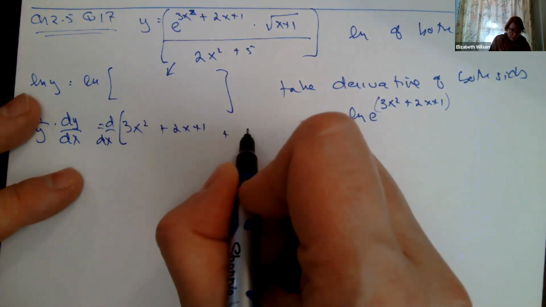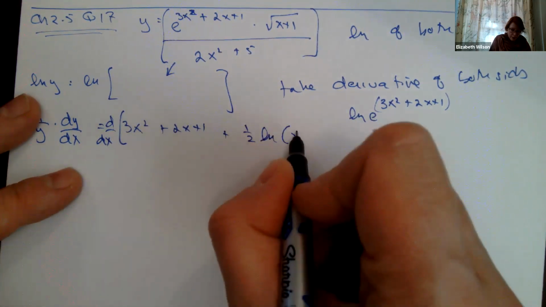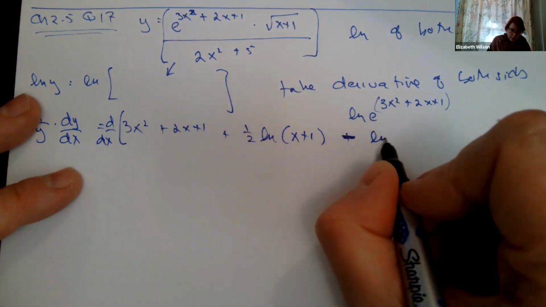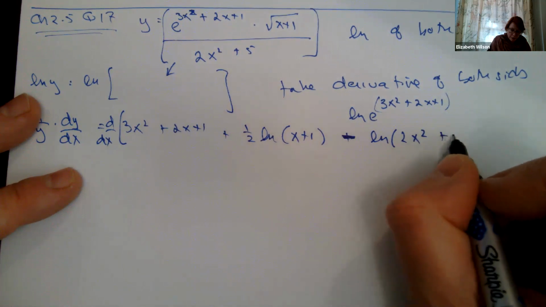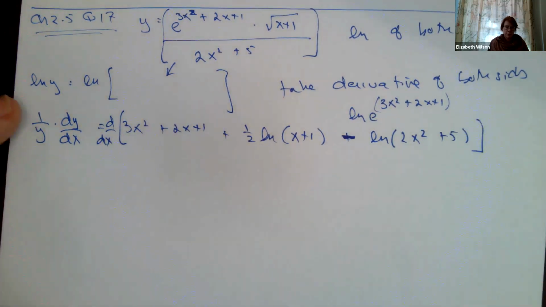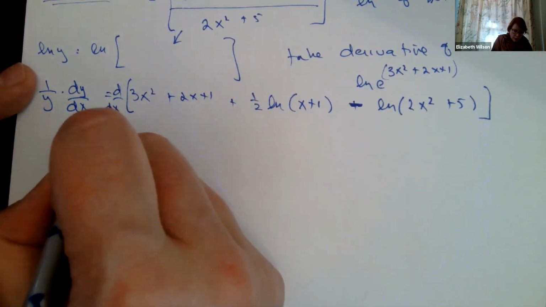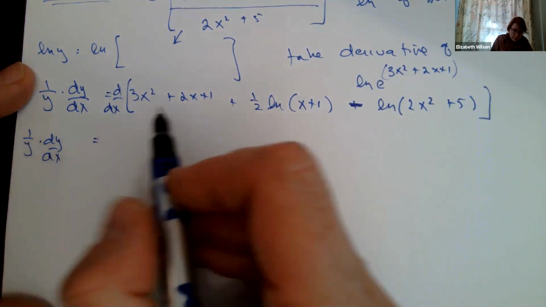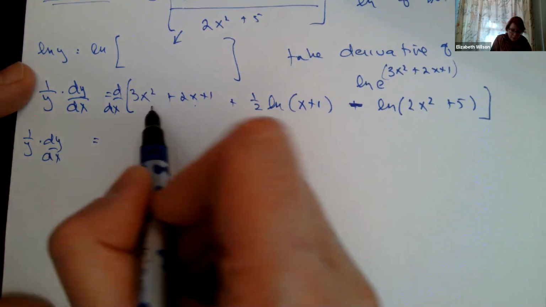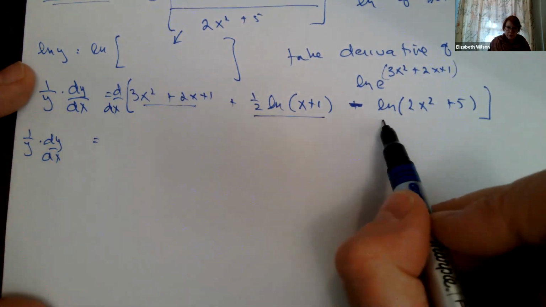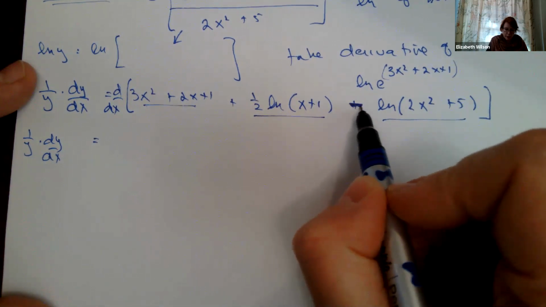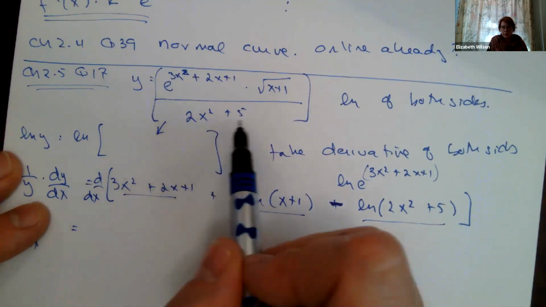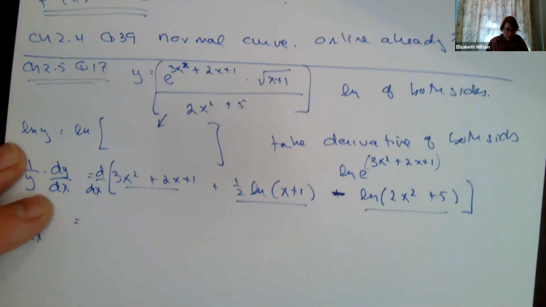Plus 1/2 ln x plus 1, minus ln 2x squared plus 5. And I'm taking the derivative of that whole piece right there. So that's going to look like 1 over y dy/dx. Now I'm just going to take the derivative of that, the derivative of that, and the derivative of that. Now this is a negative, I'm subtracting, because it was in the denominator. That's part of our rules of exponents, our quotient rule.